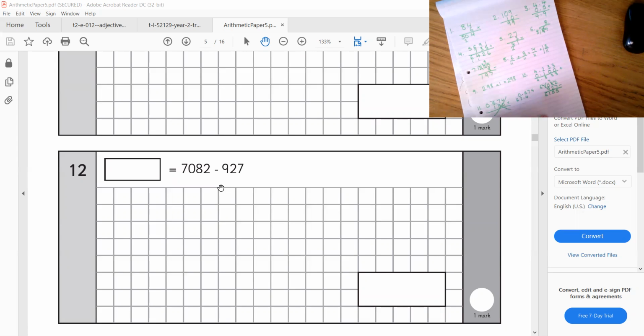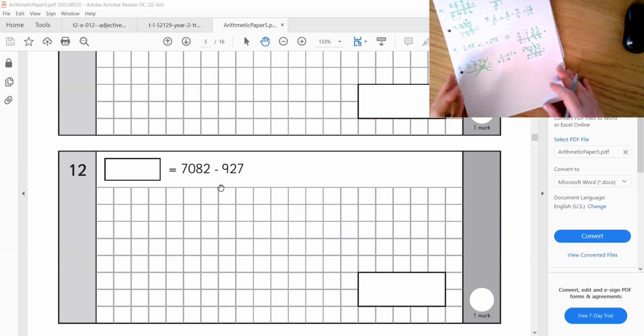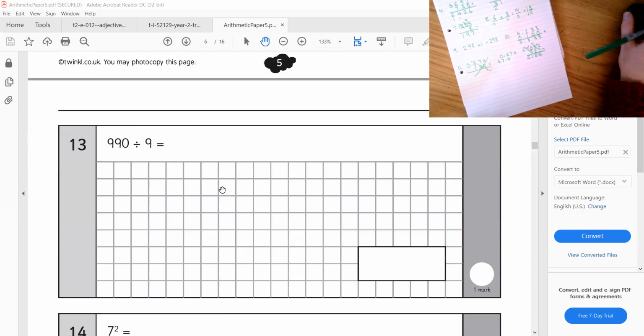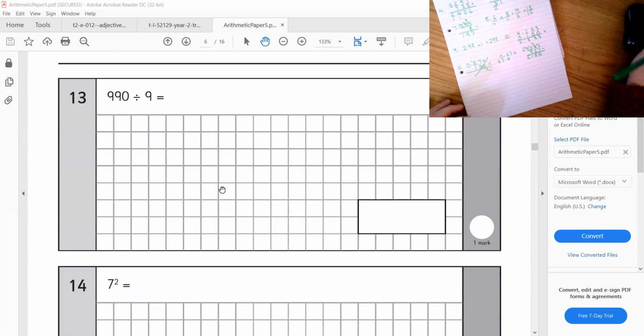Okay, we just change. In fact, there I've got some at the bottom. Number 13, well easy this one. 990 divided by 9. How many 9s into 9? 1. How many 9s into 9? 1. How many 9s into 0? 0. So you should have ended up with 110.